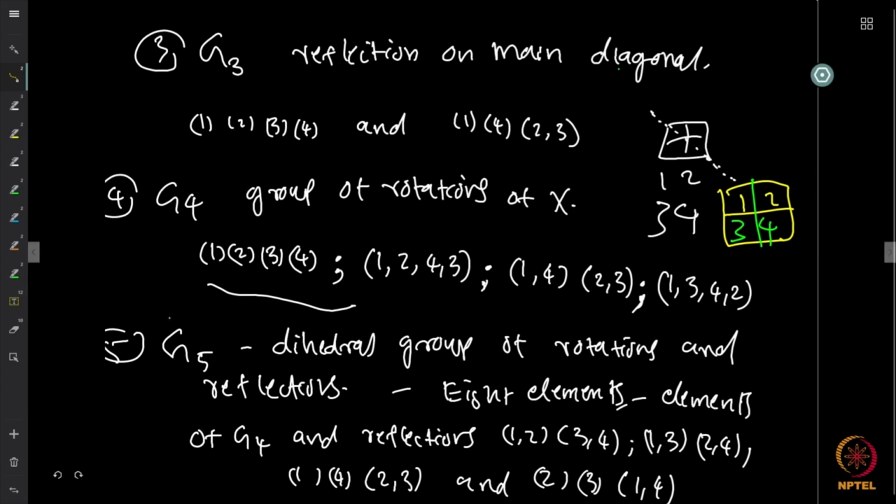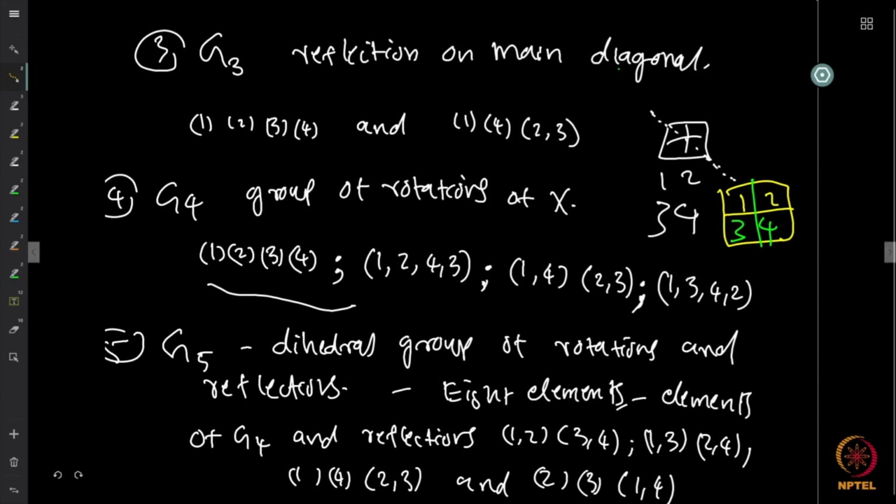Then we can talk about G5, which is the dihedral group of all rotations and reflections. So we already saw that the rotation has all these 4 elements. Then we have the reflections, right? Reflections on the main diagonal and the horizontal, vertical, etc. So these form altogether 8 elements.